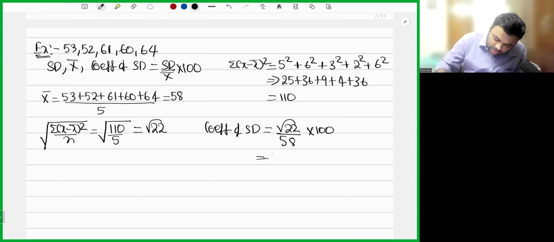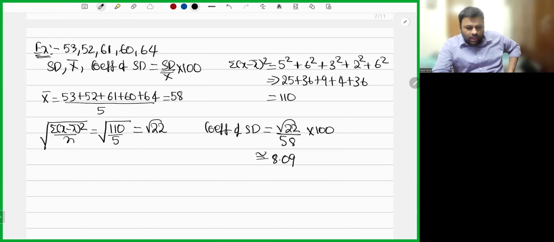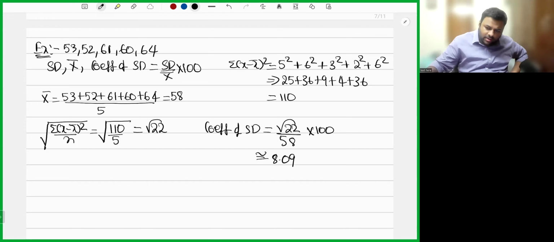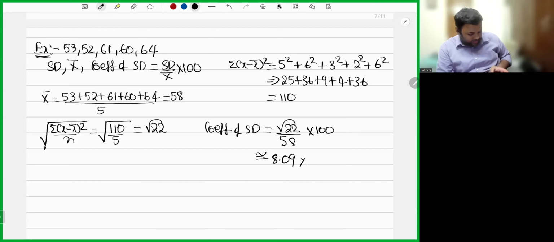So, 8.09 approximately. Okay, or 8.08. Okay, so please check your answers once. So, coefficient of standard deviation will be 8.09%.